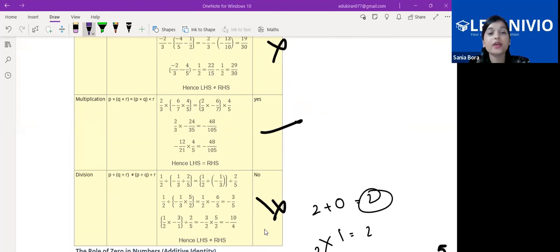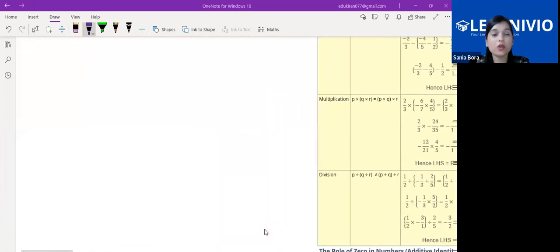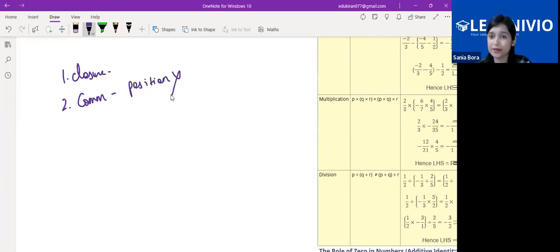For recall, I'm just recalling all the properties. First is the closure property. Closure property says if you add two rational numbers, the answer should be a rational number. Second, the commutative property says the position of the numbers doesn't matter. And the third one, the associative property, says the grouping of the numbers doesn't matter.